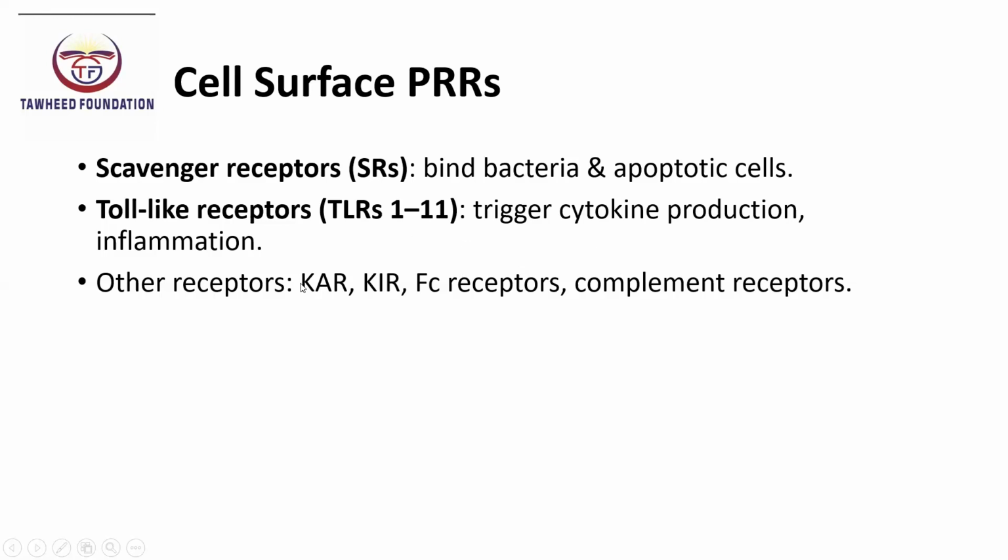Other innate receptors include killer activation receptors, that is KAR, and killer inhibition receptors, that is KIR, on natural killer cells, as well as complement receptors and Fc receptors on phagocytes. These receptors ensure that the innate immune system can mount a rapid, though non-specific response, while the adaptive immune system gears up its highly specific defense.